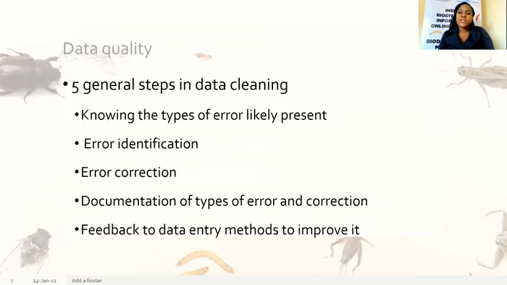So data quality happens in 5 general steps. First, prior to embarking on data cleaning, you have to know the types of errors that are likely to be present. If you don't know the types of errors that are likely to be present, you can think your data is clean. But if you know the types of errors that are likely to be present, you're able to identify the error, and then after that, correct the error.